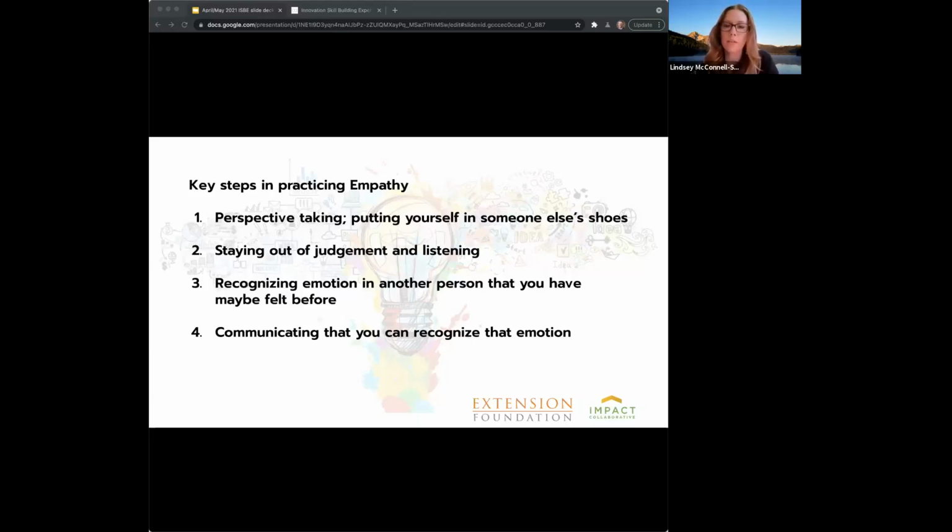And then you also want to recognize emotion in another person that you've maybe felt before. So these groups that you're working with, you may not understand what it's like to be in their position, but we're all human. We all experience the same emotions, essentially. So you might be able to connect with having experienced similar emotions, even if you've not been in their position. And then it's important also to be able to communicate that you can recognize that emotion.